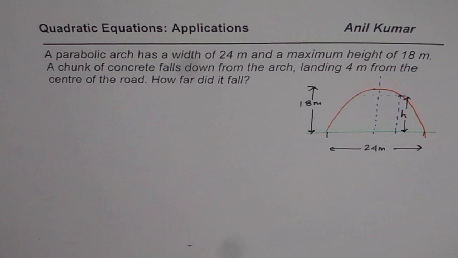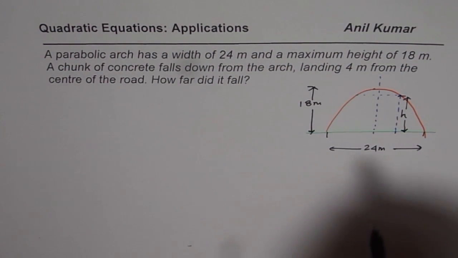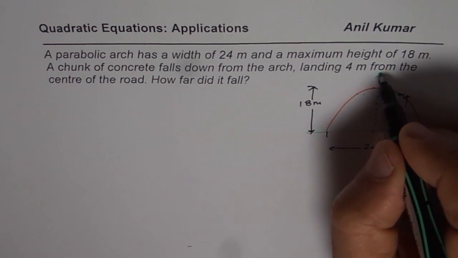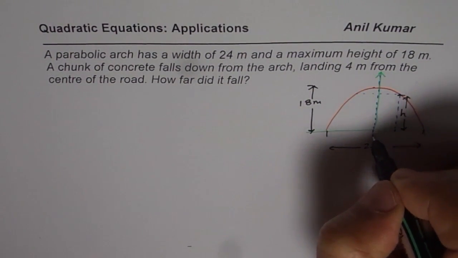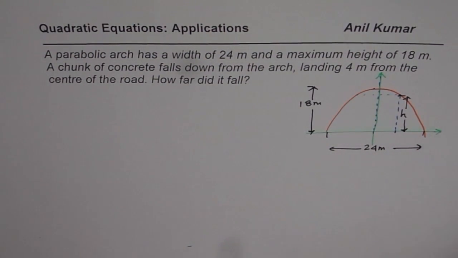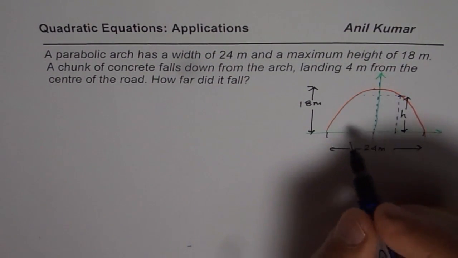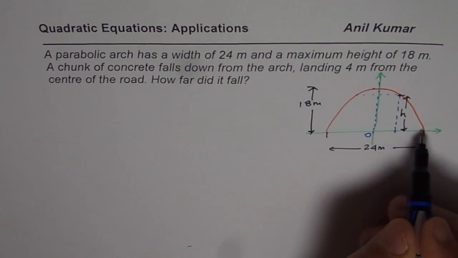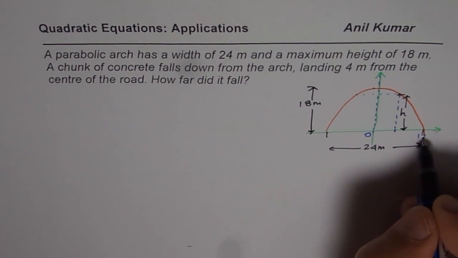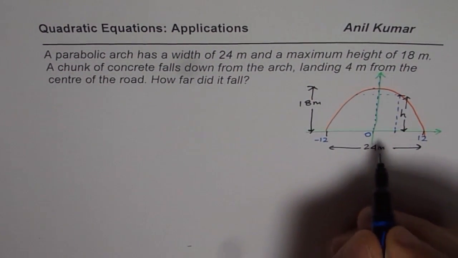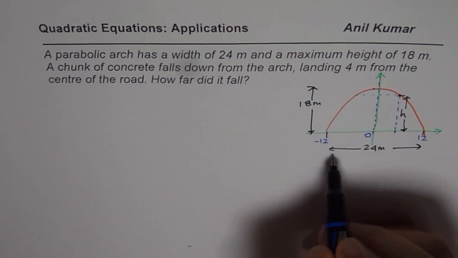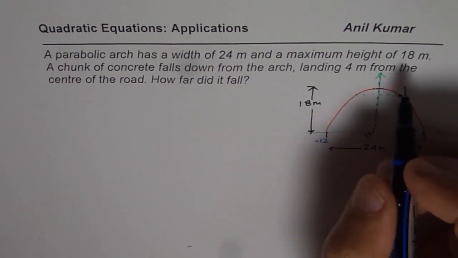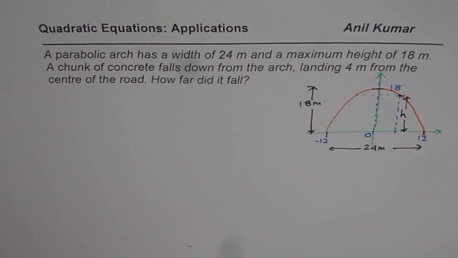My suggestion is that in such a case, we should think that our axis is the y-axis, right? So axis of symmetry, align it with the y-axis. Then it becomes a very simple question, right? Now look at it. Let's say this is the origin. In that case, since these 2 points are 12 apart, we could write them as 12 and minus 12. Right? 12 apart from the center, 24 in all. Now the equation becomes very simple. The maximum here is 18.